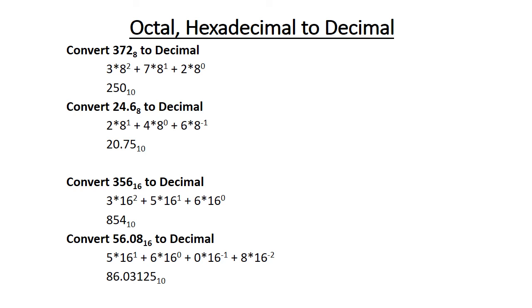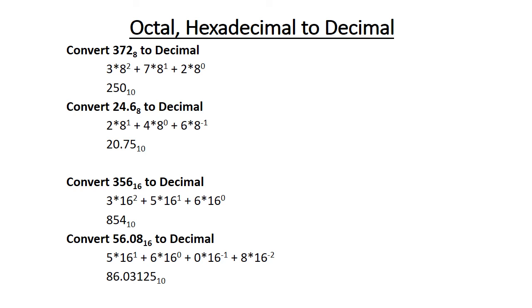Now how to convert a hexadecimal number to decimal? An example is given there. Convert 356 to the base 16 to decimal. So here you have to multiply it with 16. So 3 into 16 squared plus 5 into 16 raised to 1 plus 6 into 16 raised to 0. And the answer is 854 to the base 10.